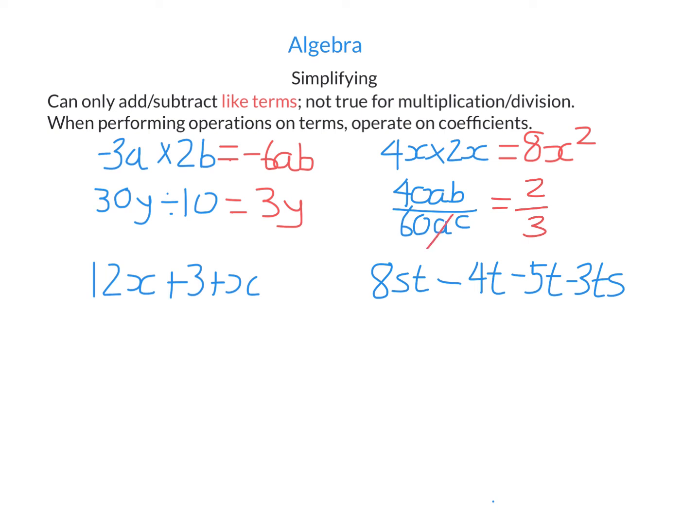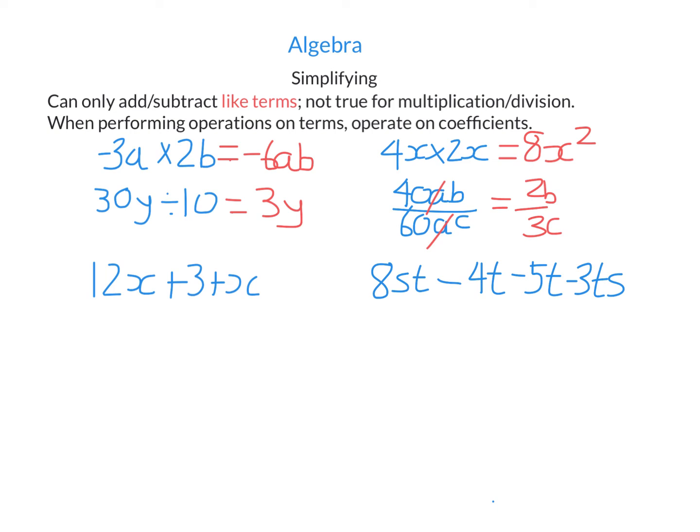Now, if you have a pronumeral, a letter on the top and the bottom, you can cancel out. That's the same as crossing out common factors. So we're just going to be left with 2b on 3c. We can't simplify this any further.